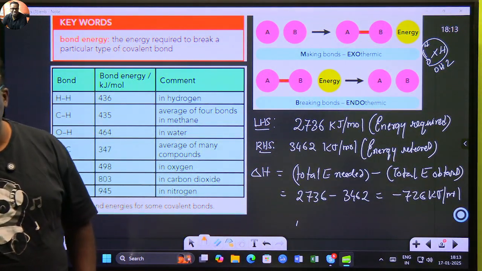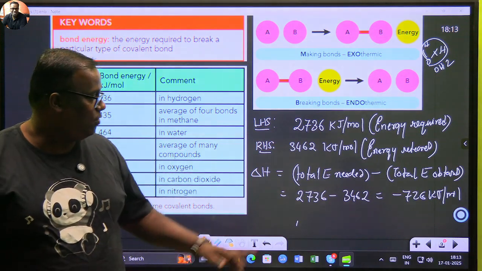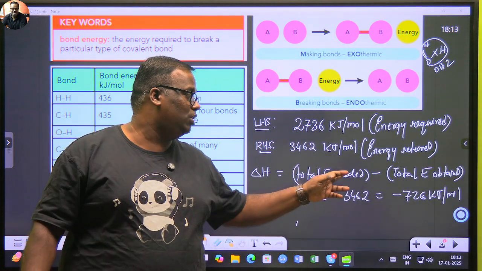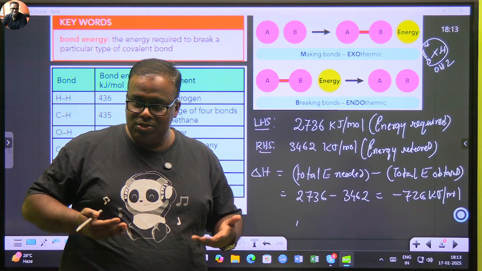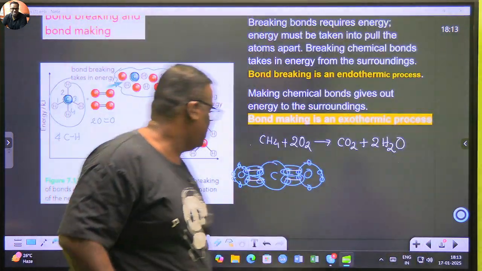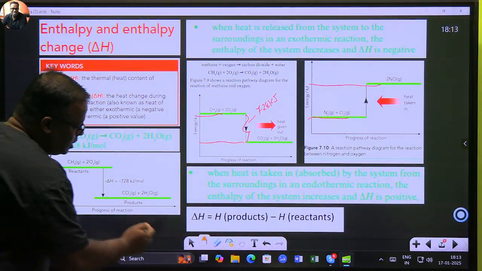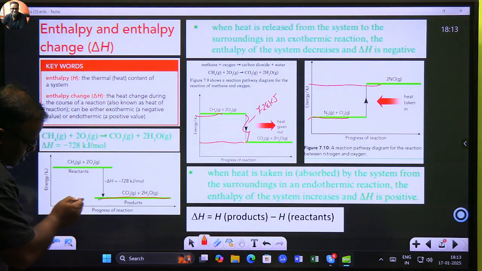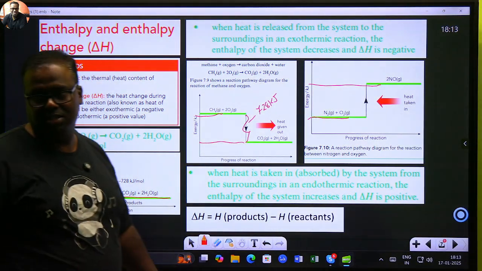Again, delta H is definitely HP minus HR. Then, sir, why are we getting minus instead of plus? Because you are using this as HP. This is not HP. HP is the energy associated with the products. So if we go back to our reaction diagram, you'll see the energy associated with the products. This is the energy associated with the products, which is lower. And this is the energy associated with the reactants.